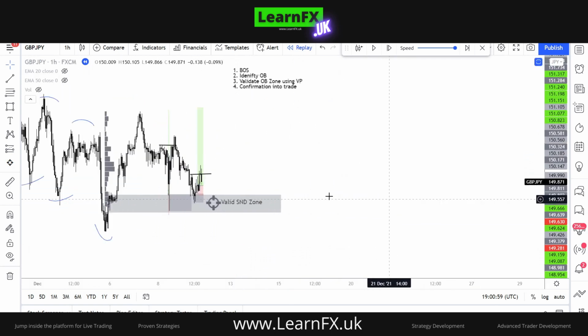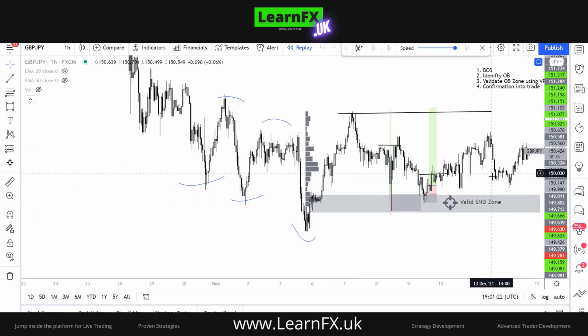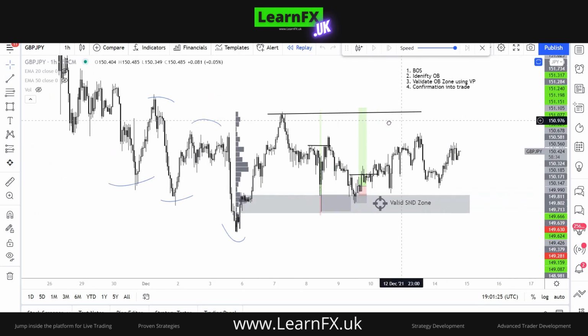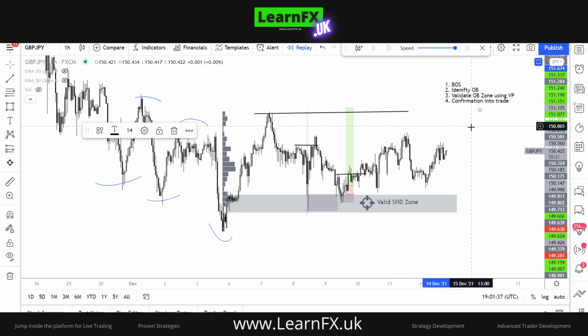Looking for targets at our higher level through here. You may have been taken out for a break even on that trade, depending on how you managed it. If you were following behind these outside returns, then obviously you would have been liquidated. But you can see the main premise of that strategy.